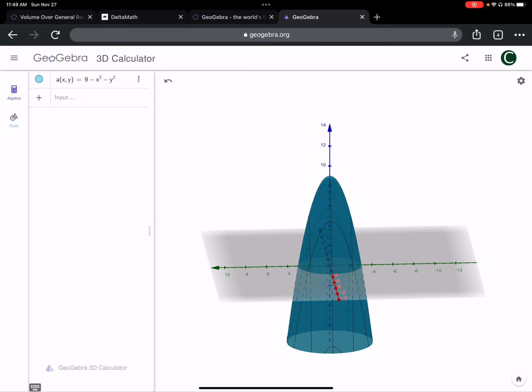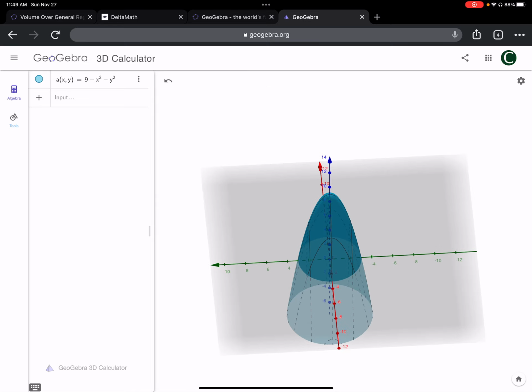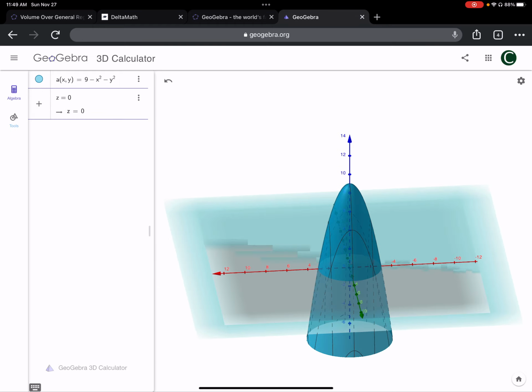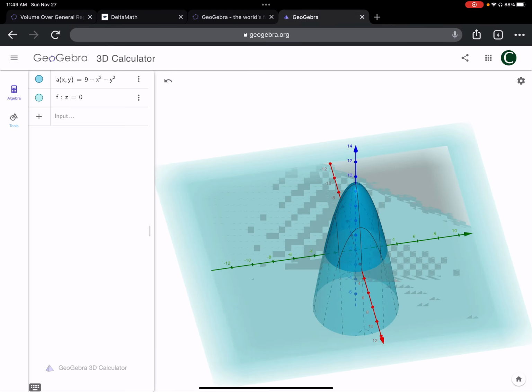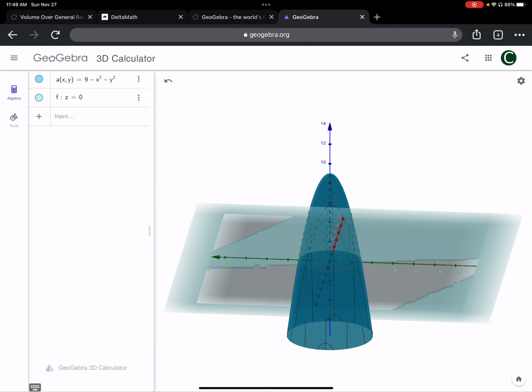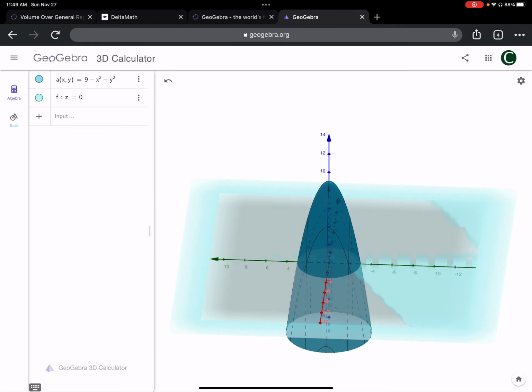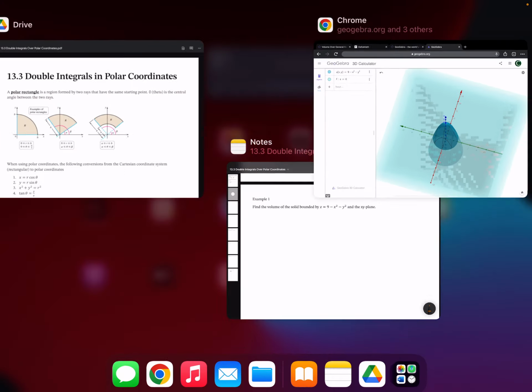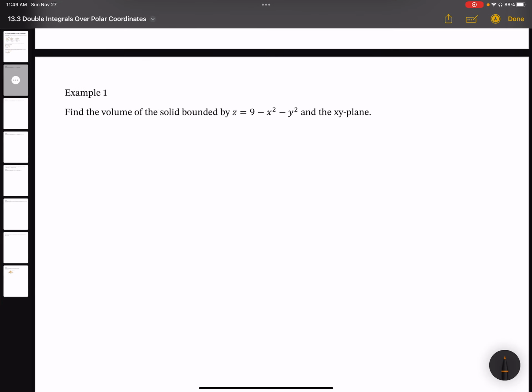So when we're integrating over this region, again, the region is the intersection of the two surfaces. The other surface that we have is z equals 0, and that's just the xy plane. So what we're always integrating over is the region of intersection. That's where our volume is bounded. Now it's clear that it's a circle of radius 3, and so our limits are from 0 to 3, and then from 0 to 2 pi.